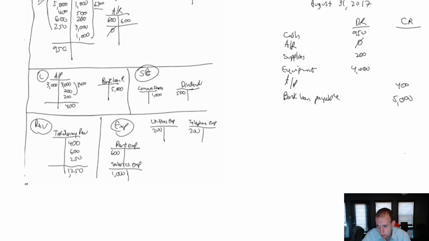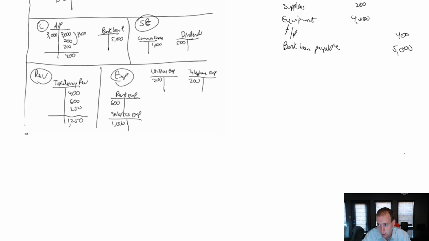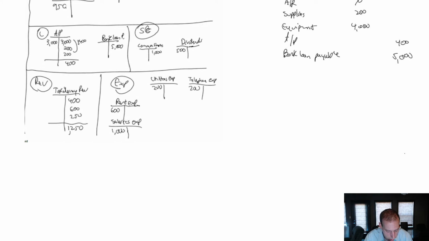Okay, I'm going to scroll down a little bit. I see I'm getting dangerously close to my little picture in the corner. Common shares and dividends. We'll go dividends first. 500 debit. Common shares, 1,000 credit. Next, revenues, and last, expenses. Oops, don't say revenues. It's taxidermy revenue. Taxidermy revenue is 1,250.